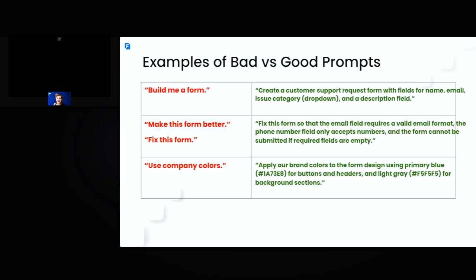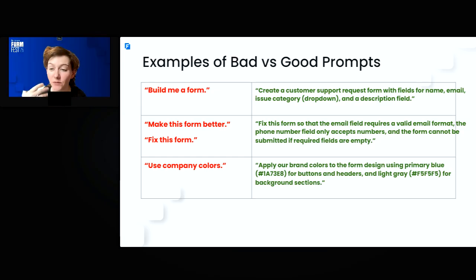Okay, so we'll start off with the bad prompts, and then we'll show you how you can rephrase that to get a better outcome. So a bad example would be "build me a form." Instead of saying something like this, it would be better to structure the prompt saying, "create a custom support request form with fields for name, email, issue category, in brackets, a drop down, and a description field." This will give a better outcome.